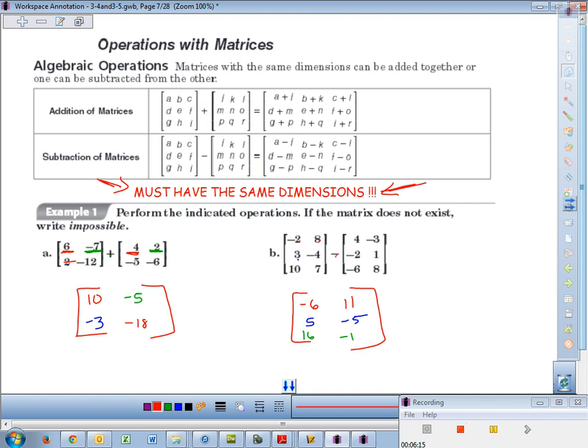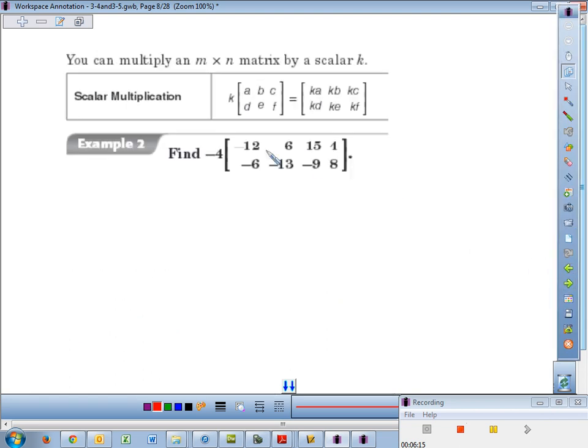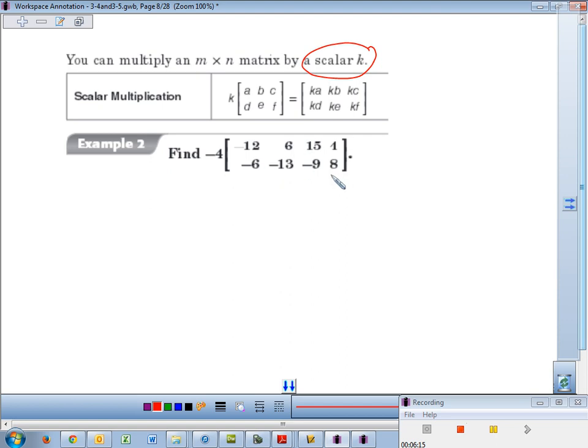Good? Big time ACT/state assessment question. Add these together if it's even possible. Also, I've seen this on the STAR test many times, which you're all past, but taking a scalar, which is just some sort of number, times a matrix. It's very similar to the distributive property. You just take this number times everything in the matrix. You can take any scalar you want to.